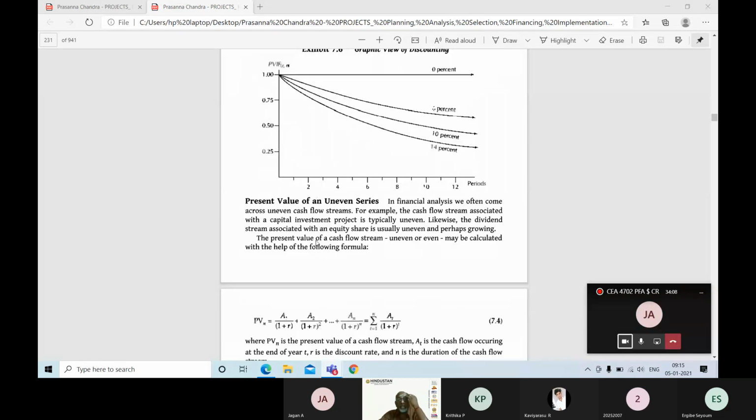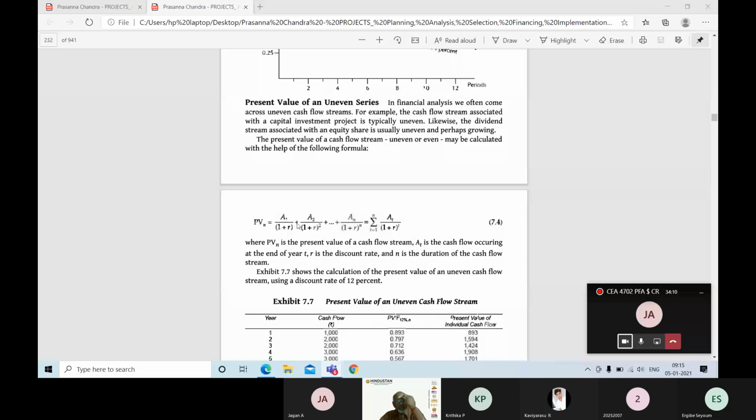The present value of an uneven series. When you have a uniform interest rate, you calculate accordingly. An uneven series means the interest rate differs and the amount also differs. So in that case, you have to apply this formula and calculate it year by year.